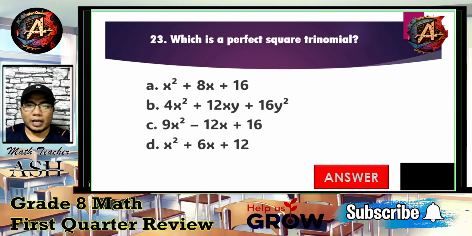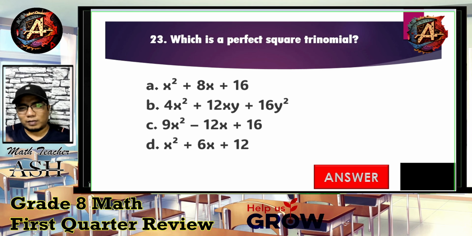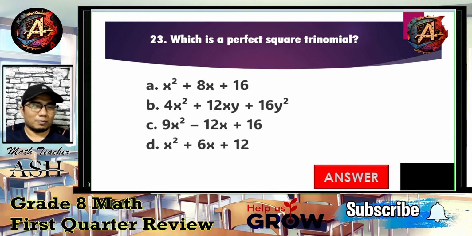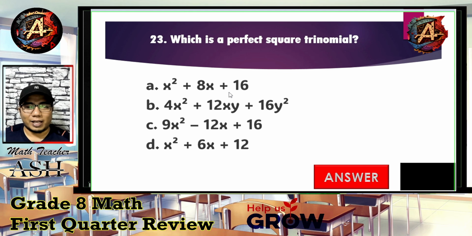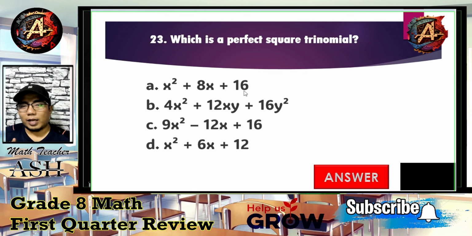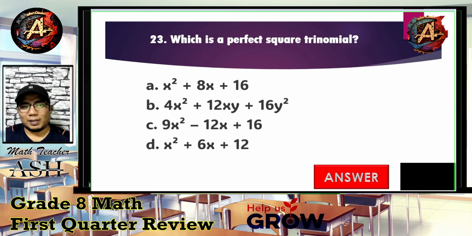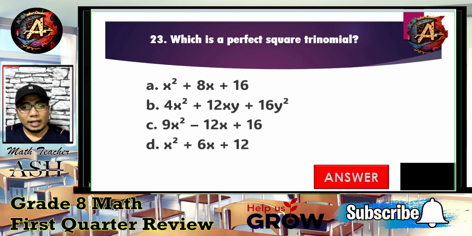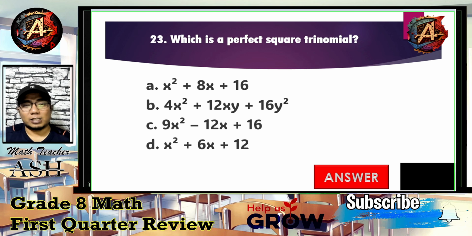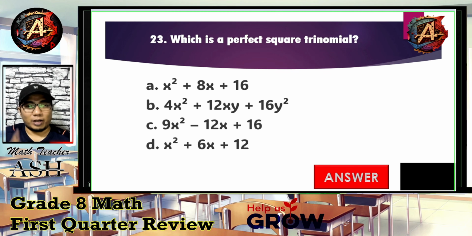Okay, my dear math learners, in dealing with a perfect square trinomial, there is a binomial multiplied by itself, and the result of that would be the perfect square trinomial. Simply put. Among these, there is only one expression that satisfies this. That is letter A, x squared plus 8x plus 16. Because if you factor x squared plus 8x plus 16, you will have x plus 4. Because x plus 4, when multiplied by itself, gives x squared plus 8x plus 16, which is a perfect square trinomial.